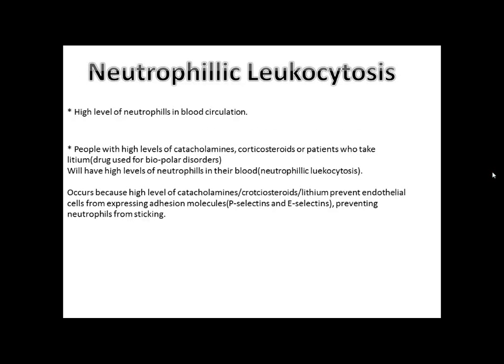Second condition is neutrophilic leukocytosis. This is basically high level of neutrophils in blood circulation. People with high levels of catecholamines, corticosteroids, or patients who take lithium, which is a drug used for bipolar disorders, will have elevated levels of neutrophils in the blood, called neutrophilic leukocytosis. It occurs because of high level of catecholamines, corticosteroids, or lithium, which prevent the endothelial cells from expressing adhesion molecules like p-selectin and e-selectin, preventing neutrophils from sticking.